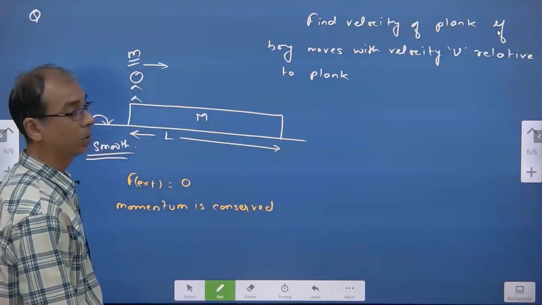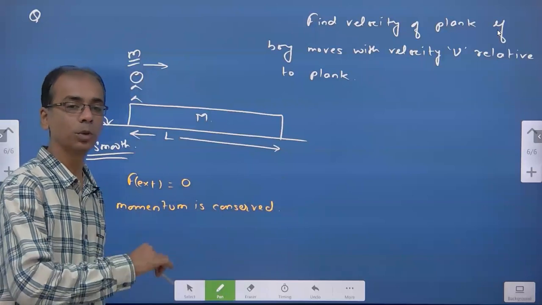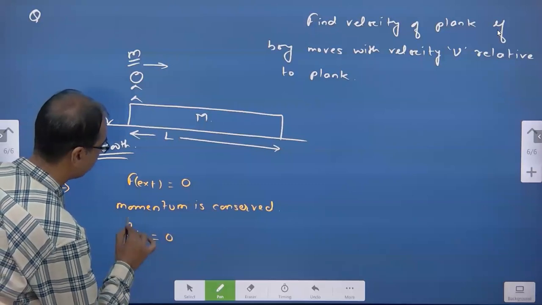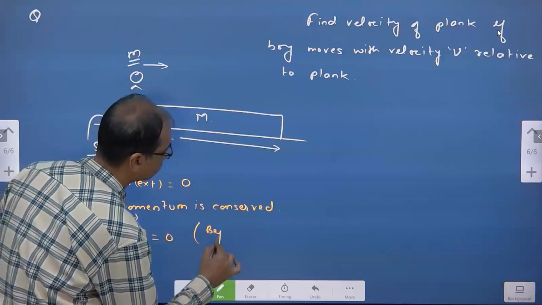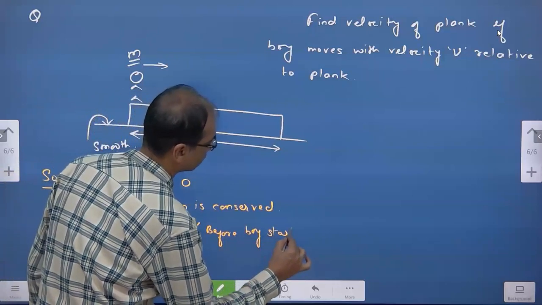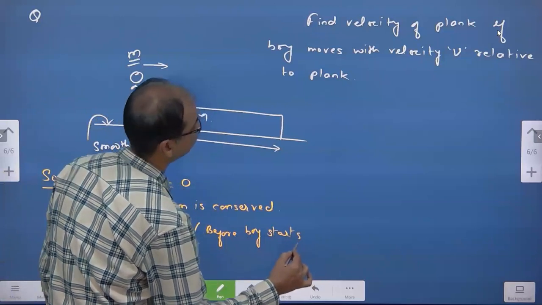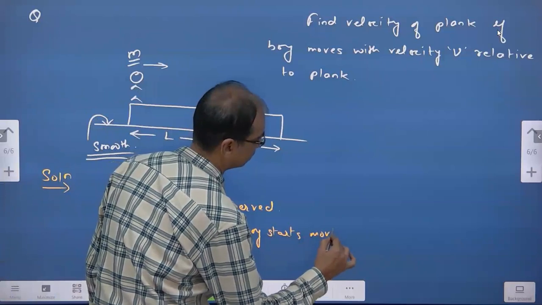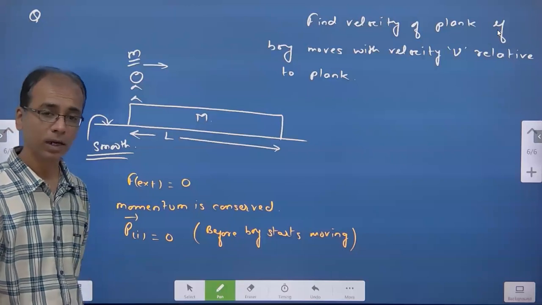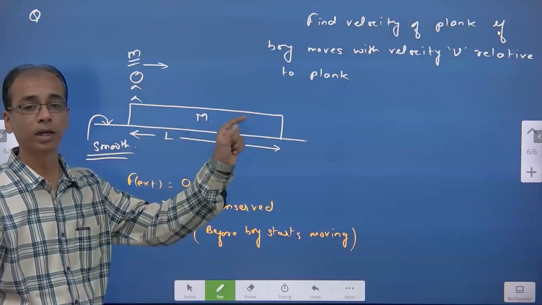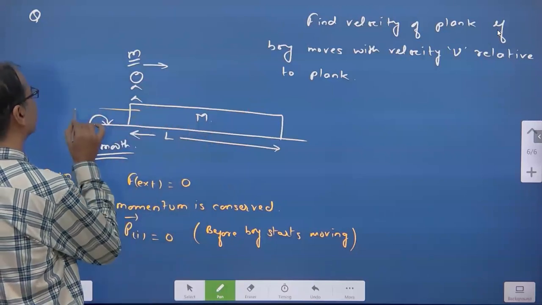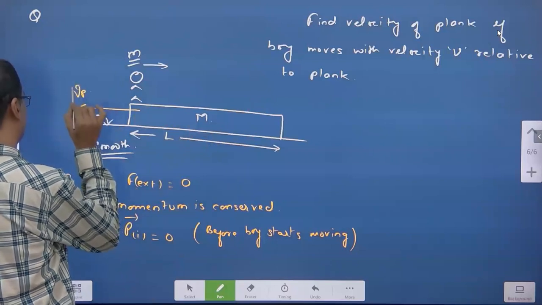So what is initial momentum? Initial momentum before he starts walking. Initial momentum is 0, we know. Before the boy starts moving, it's 0. Final also should be 0, but we know that the boy will go in that direction and the plank will go in that direction. I assume that the plank will go with Vp, velocity of the plank.